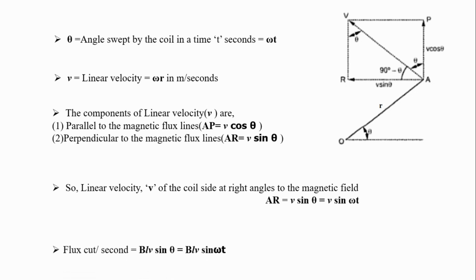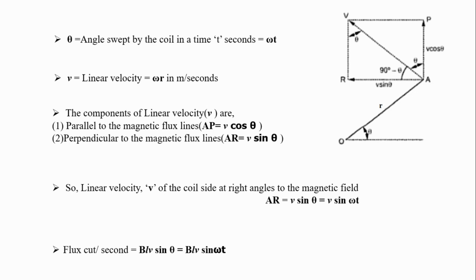So we know that flux cut by a conductor is the induced EMF. So flux cut per second is equal to BLV sin theta, as we already studied in the first part of Module 2, magnetism. So flux cut per second is equal to BLV sin theta.